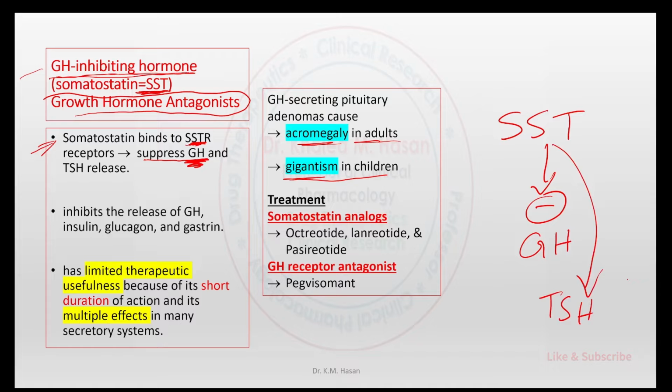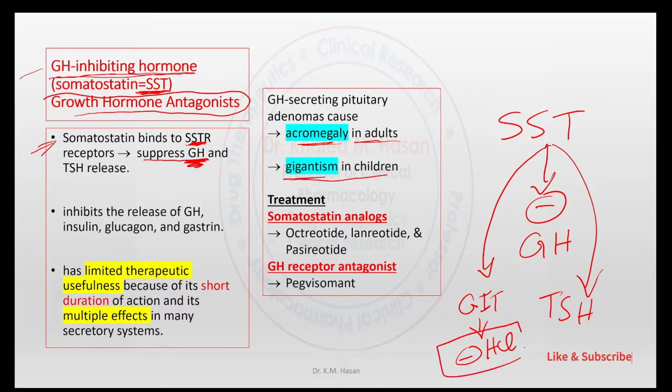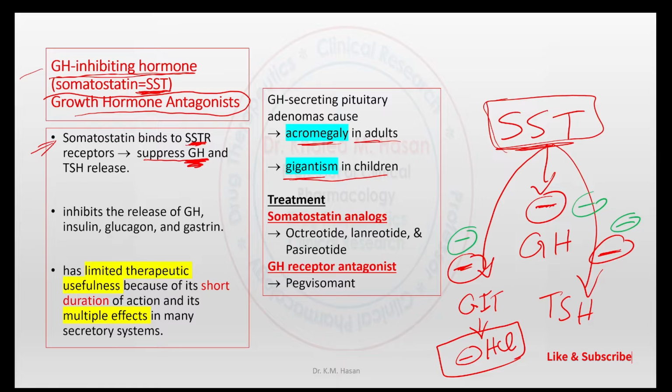TSH. Here we speak about hormones only, but if you remember, we covered that in the GI system, and we already covered that it inhibits hydrochloric acid secretion. Okay, so we have a list of effects of somatostatin. Please remember, somatostatin is considered an inhibitory hormone. So we can call somatostatin an inhibitory hormone for all the organs, growth hormone, TSH or the GI system.